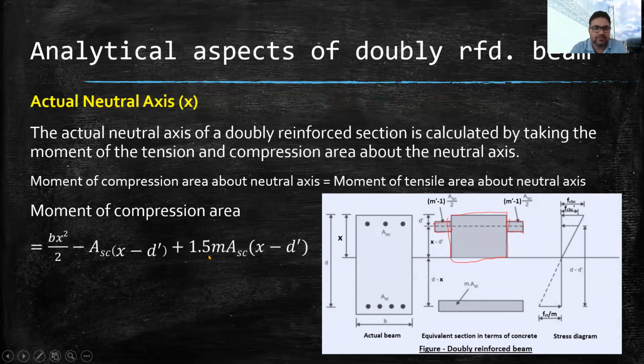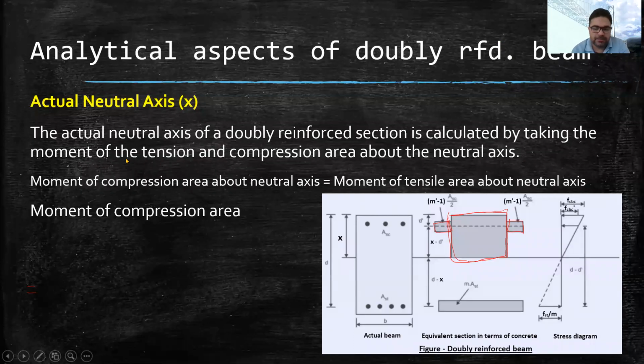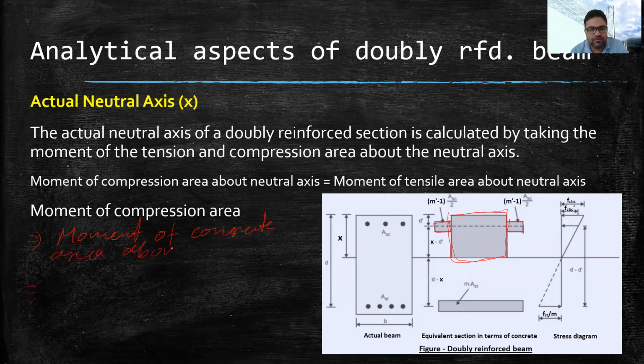So how do we do that? This is the formula that we generally use. In this case, the whole part we are taking here as b into x. So here I will write the relation. The moment of compression area in this case will be the moment of concrete area above the neutral axis, excluding the area of compressive steel.